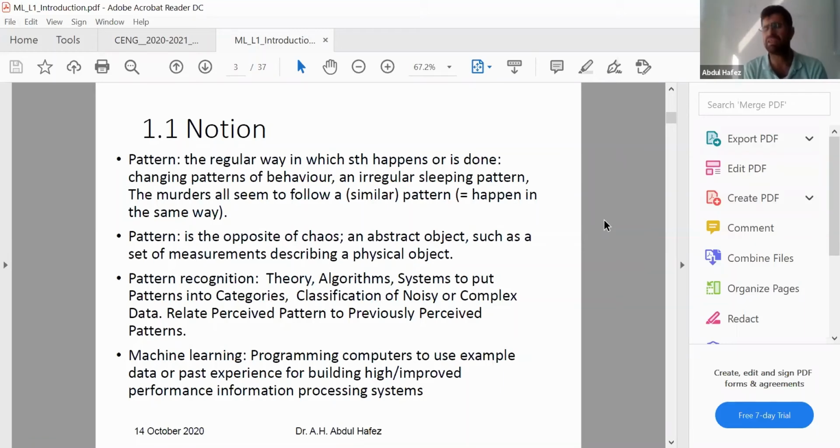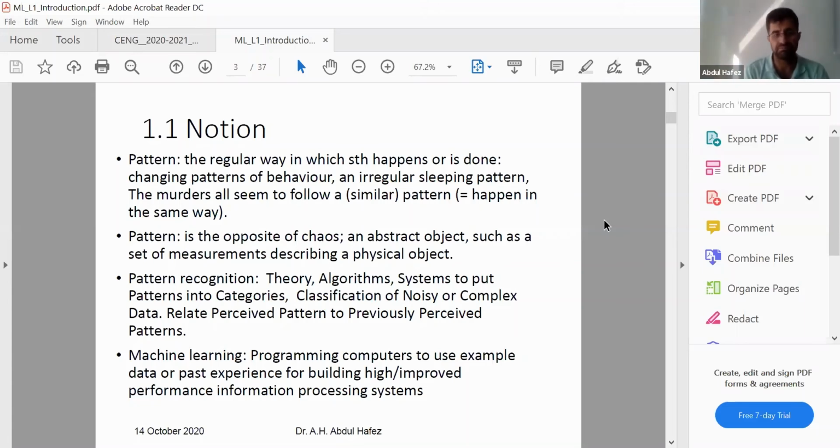Sometimes we say pattern is the opposite of chaos. Chaos means something happens randomly. When something does not happen randomly, it forms a pattern. It constitutes a pattern. We may say many things happen in the same way. When small dots come close to each other, we have a line. So this line is a pattern of points or of dots.